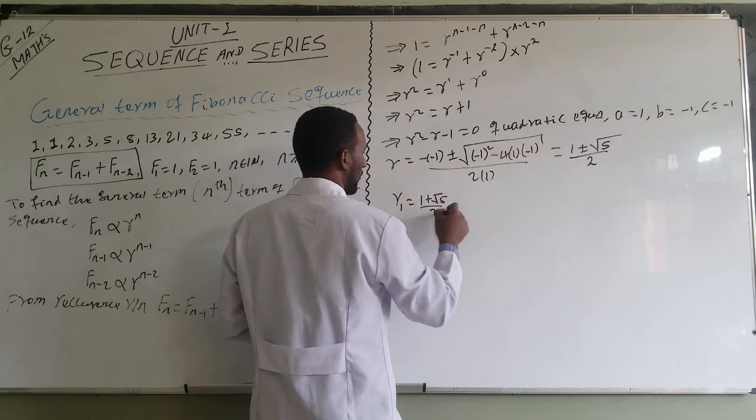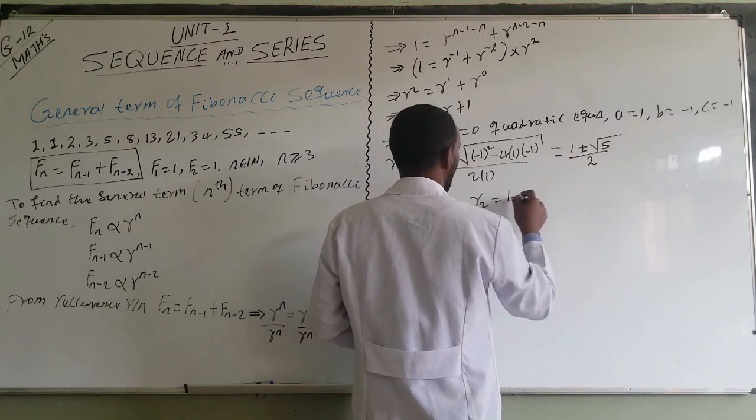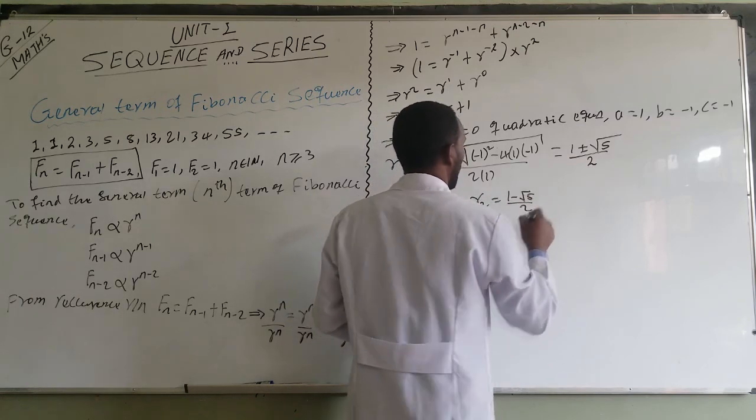Therefore this quadratic equation has two roots, r1 which is equal to 1 plus square root of 5 over 2, and r2 is equal to 1 minus square root of 5 over 2.